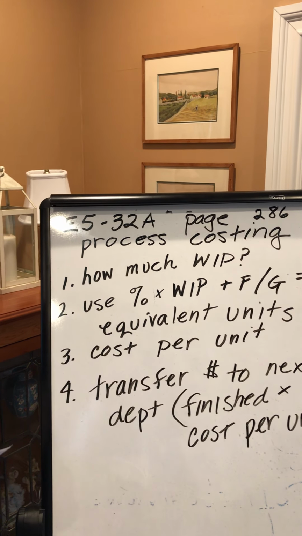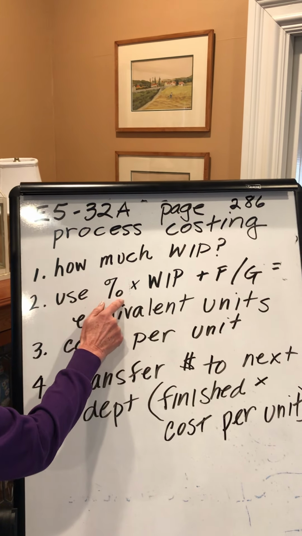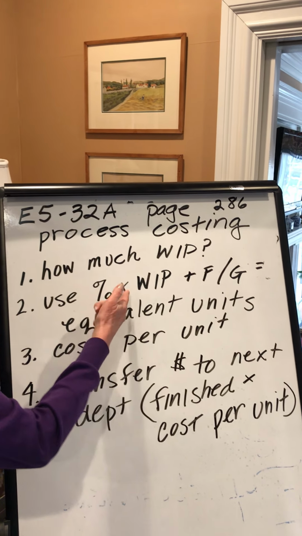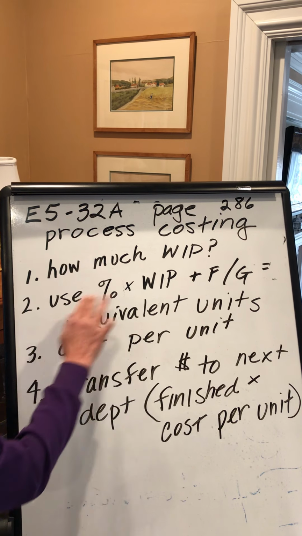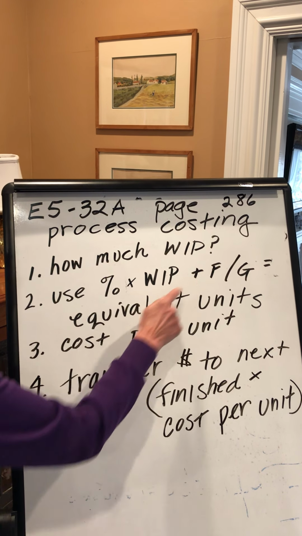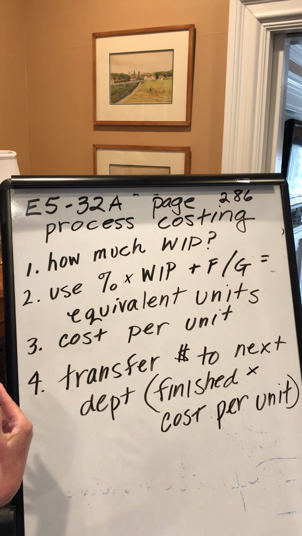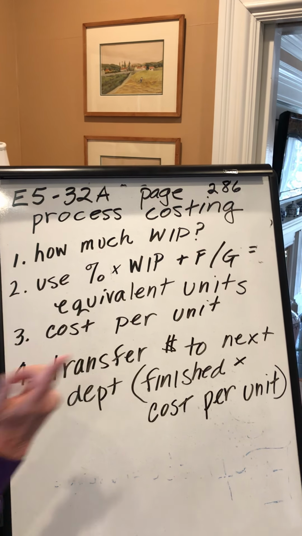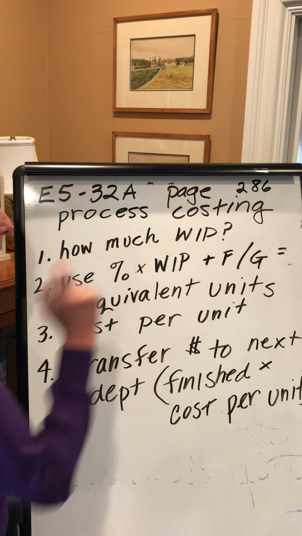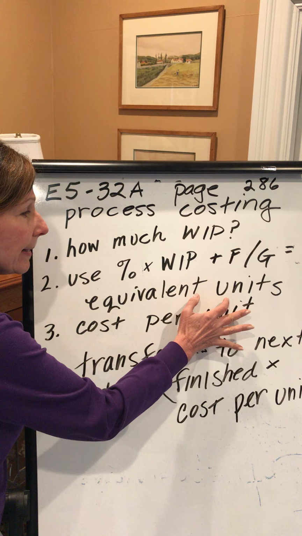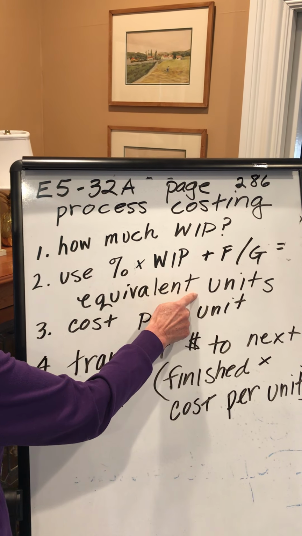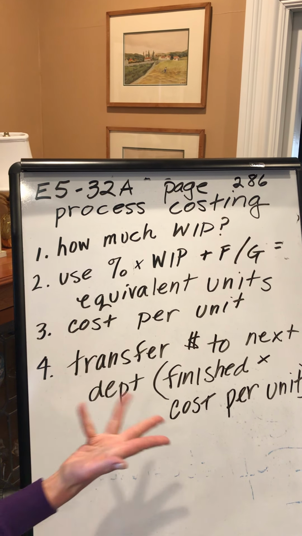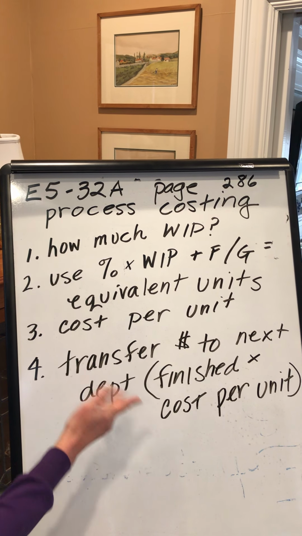Second step, what percent complete are those items in work in process? And we need to add that to what's already been finished during the month to calculate equivalent units. And that really is the key, because once we have that number, we know how much money has been transferred into the account.